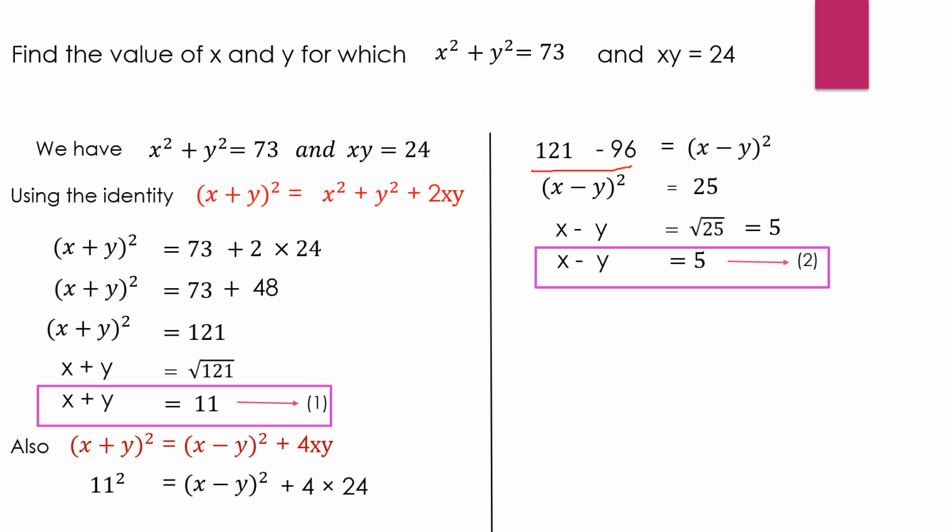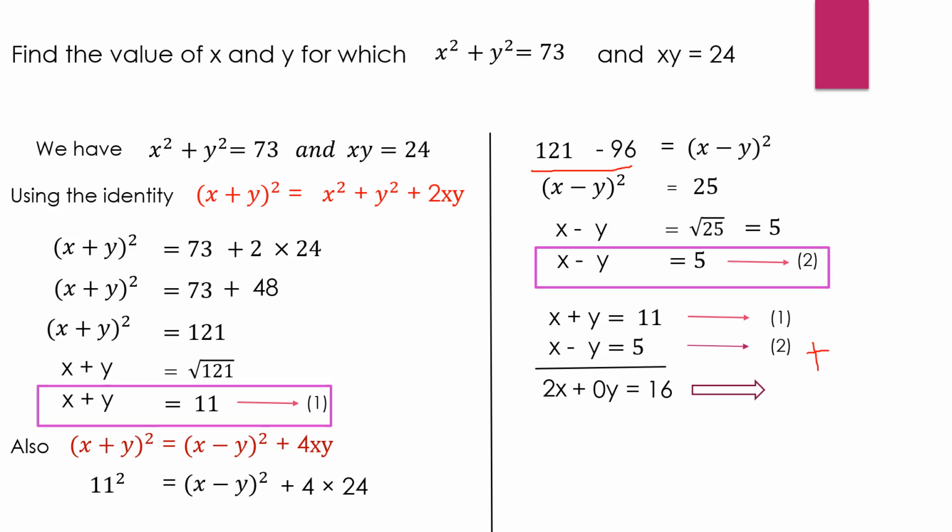Now, you can easily solve this. Yes, we have x plus y equal to 11 and x minus y equal to 5. And we add these two. So we get, correct, 2x plus 0y equal to 16. That is 2x equal to 16. So x will be 16 divided by 2. That is, x will be, yes, 8. So we got the value of x as 8.